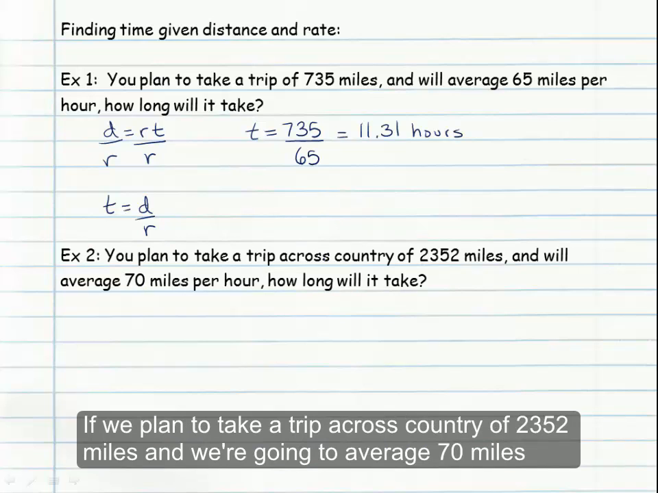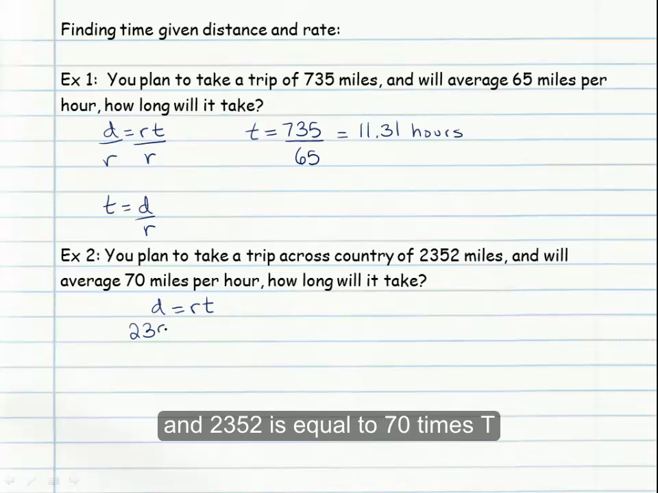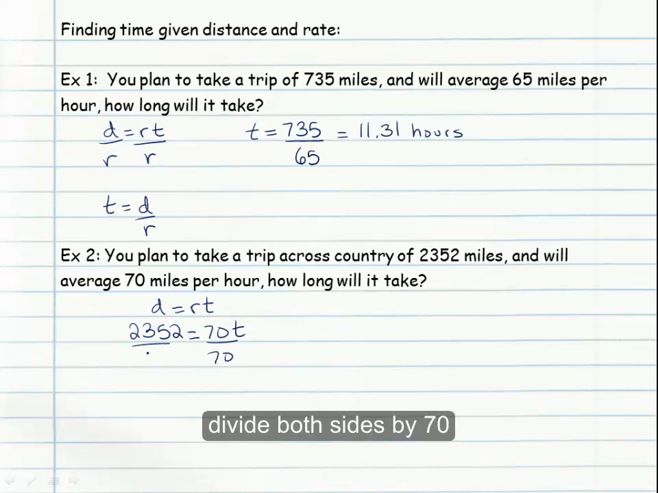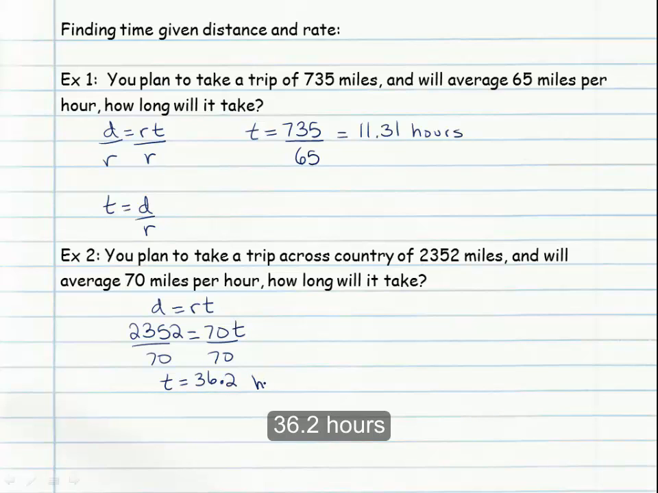If we plan to take a trip across country of 2,352 miles and we're going to average 70 miles per hour, here I'm going to just use the straight distance equals rate times time formula. I have 2352 is equal to 70 times t. Divide both sides by 70. 2352 divided by 70 is equal to 36.2 hours.